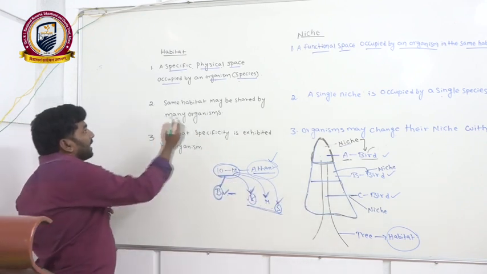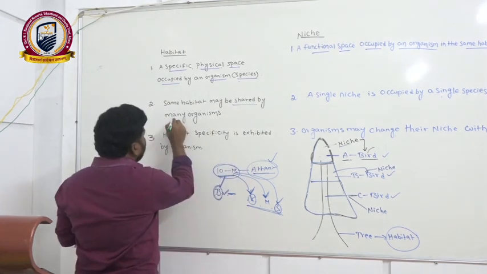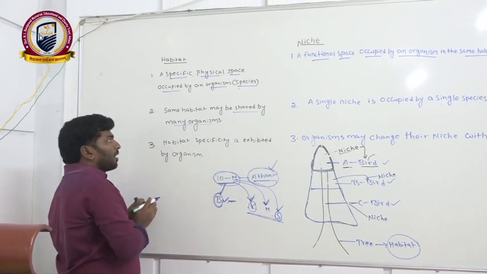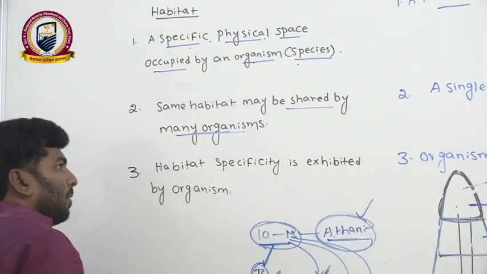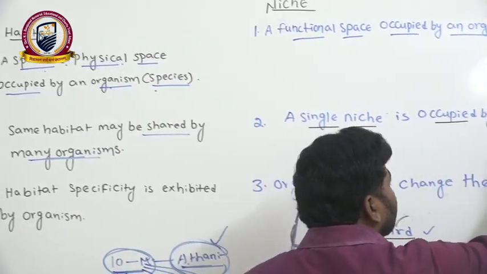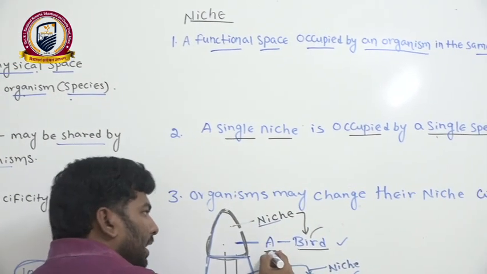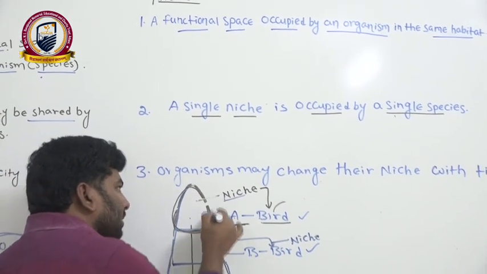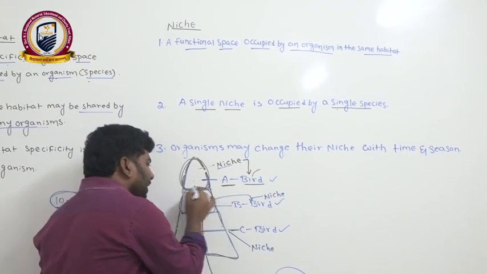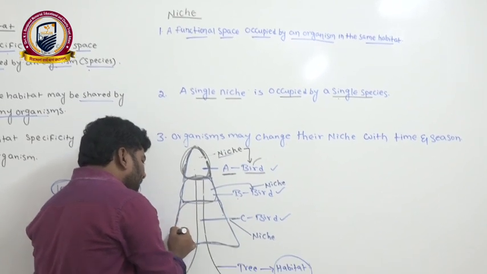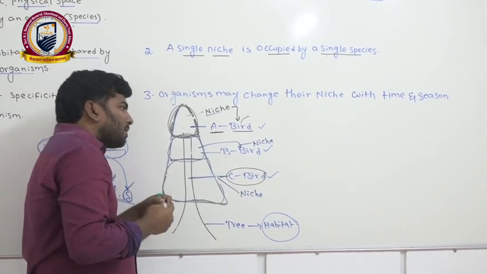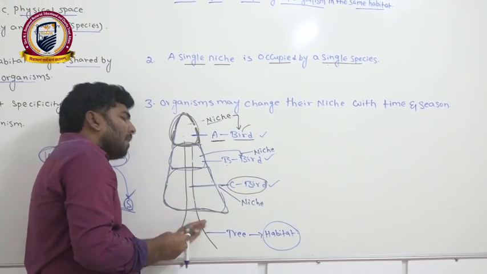Now we can see the same habitat may be shared by many organisms, because in Athene we 10 members are living, sharing the same habitat. But here a single niche is occupied by a single species. Here also A birds occupy only the top place, B birds occupy only the middle place of the tree, and the bottom of the tree is occupied by only C birds. One variety of birds occupies one place in the same habitat.